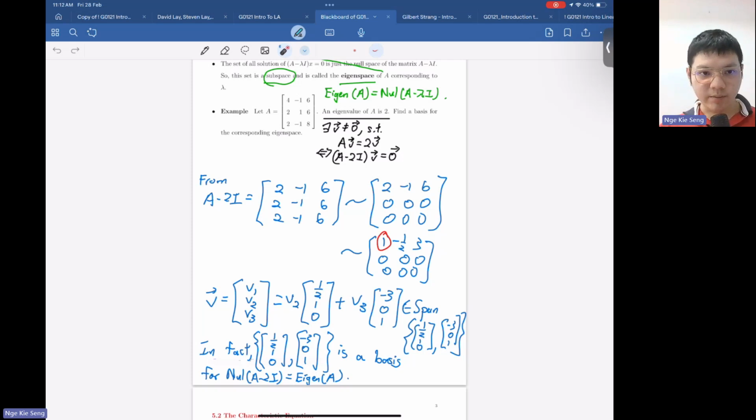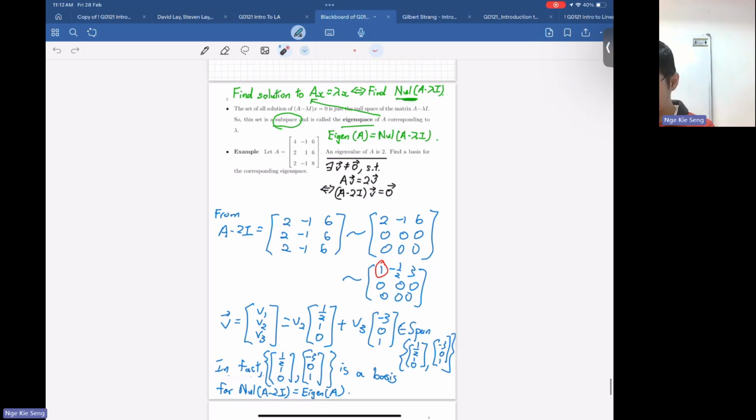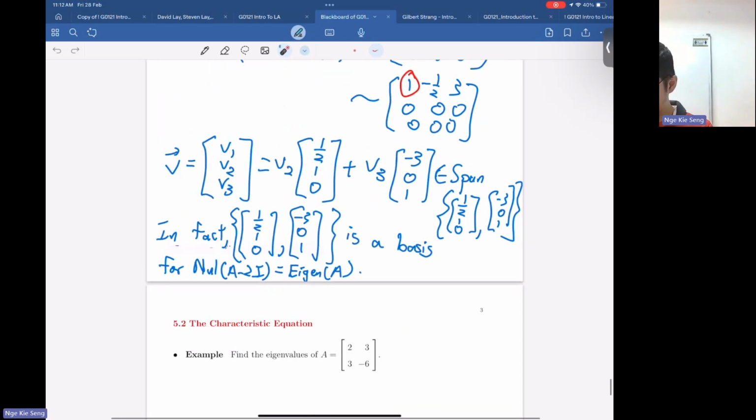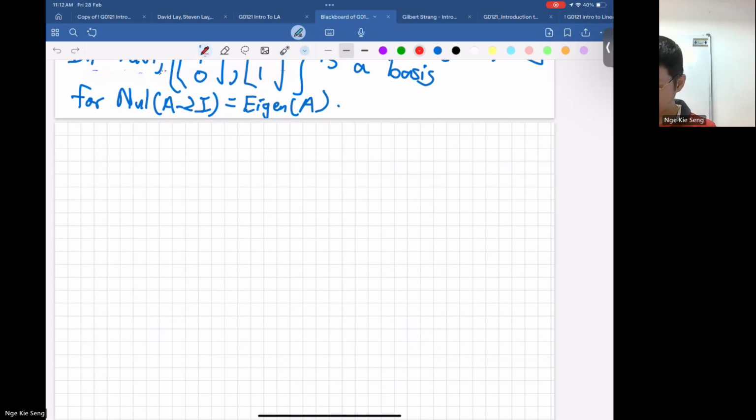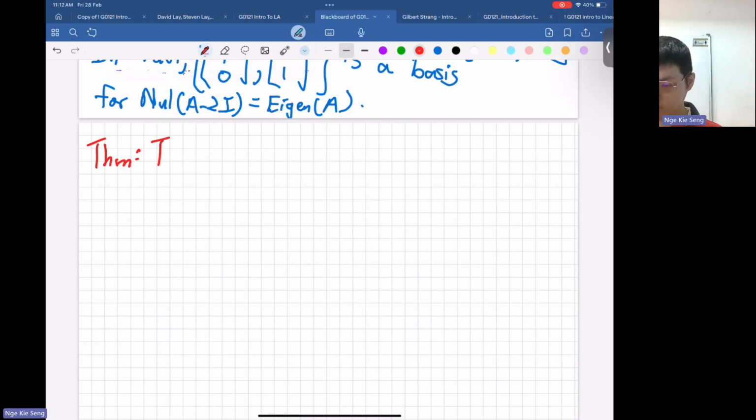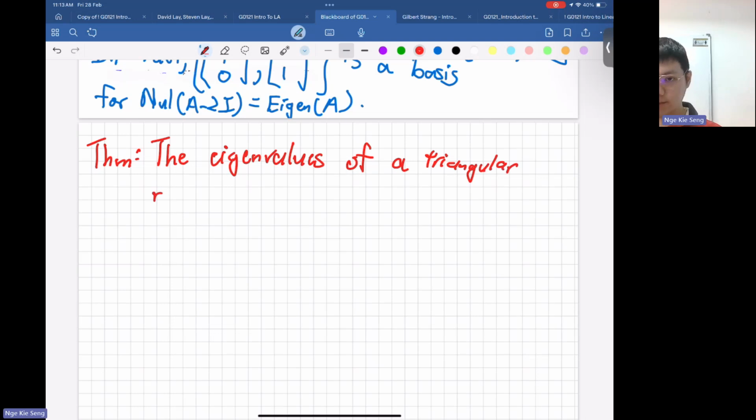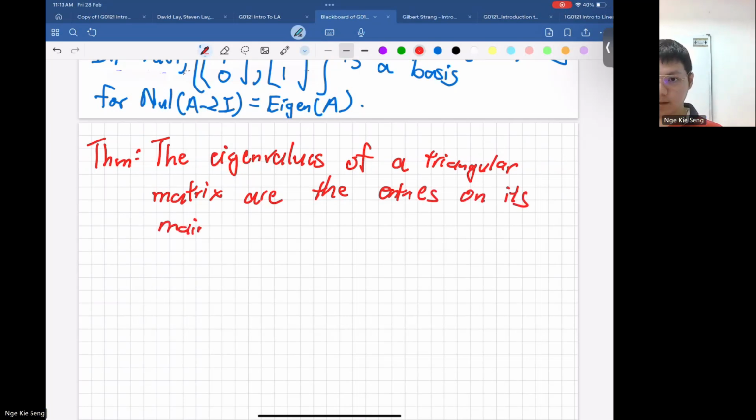Okay, a theorem. The eigenvalues of a triangular matrix are the entries on its main diagonal.